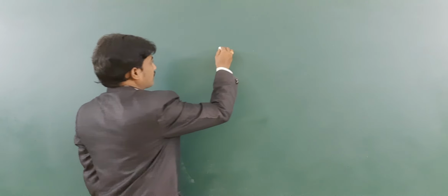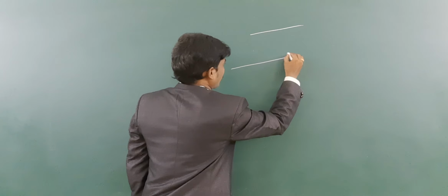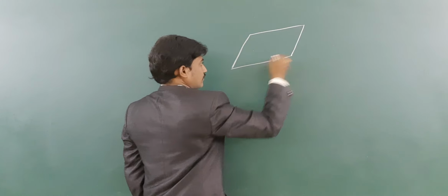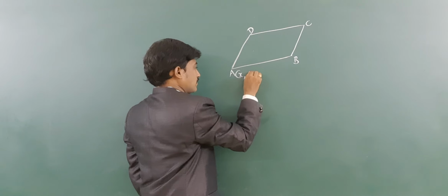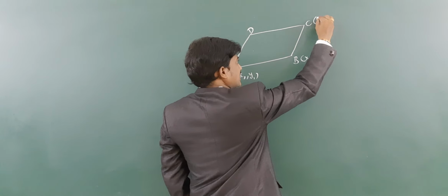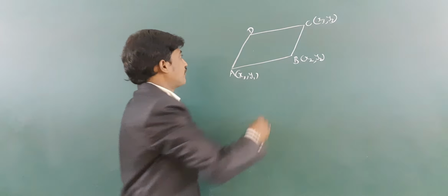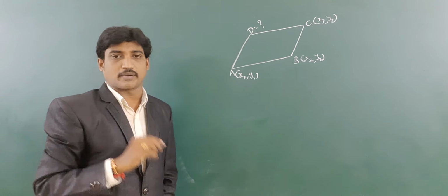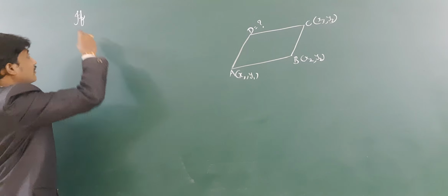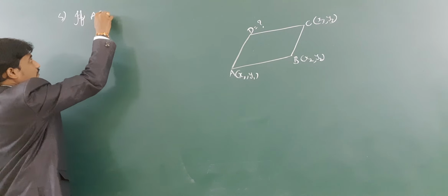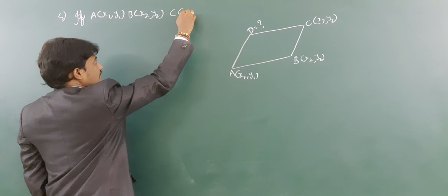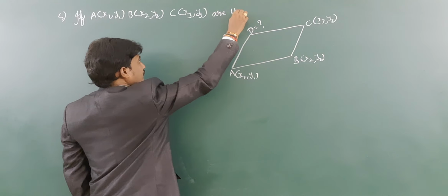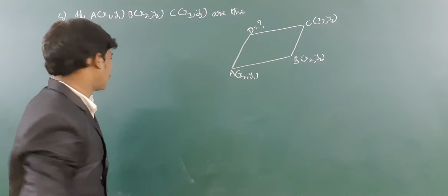Now let us learn finding the fourth vertex of a parallelogram. There is a parallelogram ABCD, and 3 vertices are given: A(x1, y1), B(x2, y2), C(x3, y3), and we need to find the fourth vertex D. We have a formula: if A(x1, y1), B(x2, y2), and C(x3, y3) are the three vertices of a parallelogram.